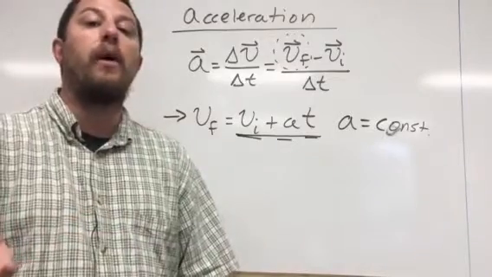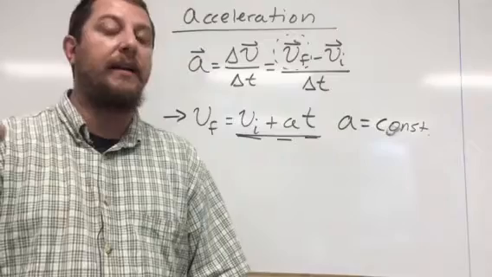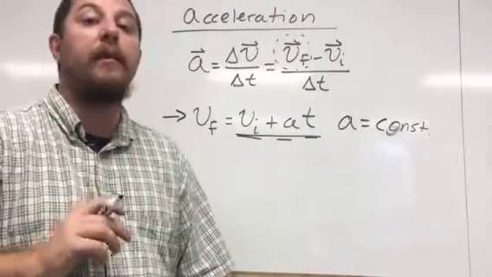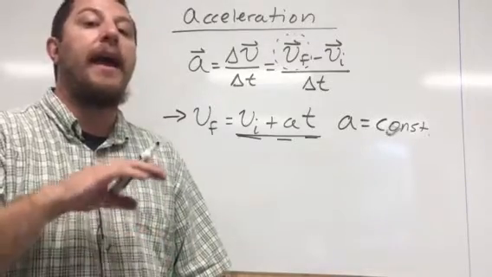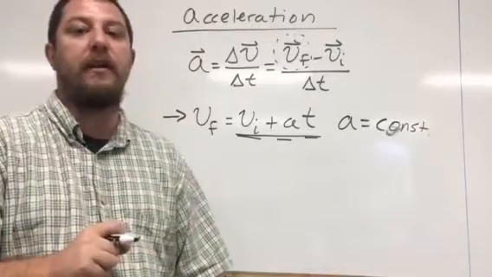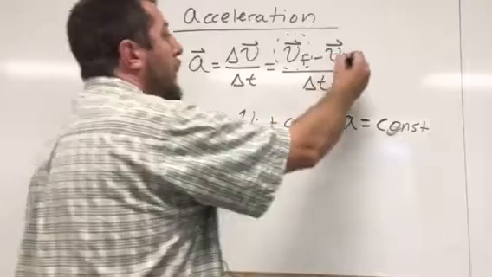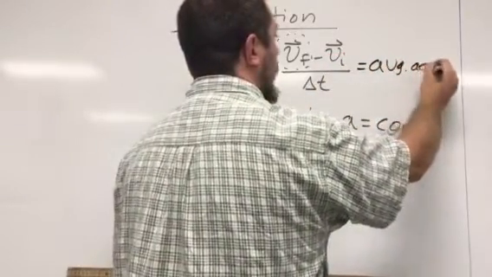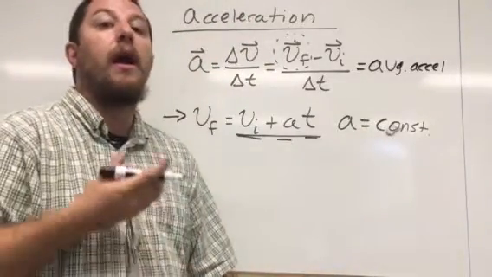So if I know how the velocity is changing with respect to time, and I know what my initial velocity is of any object over any given time interval, I can predict then how fast the object is going to be moving as a result of that acceleration. That's the interpretation of this particular formula. This is also known as the average acceleration.